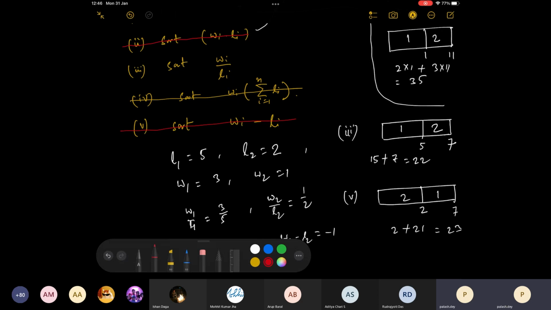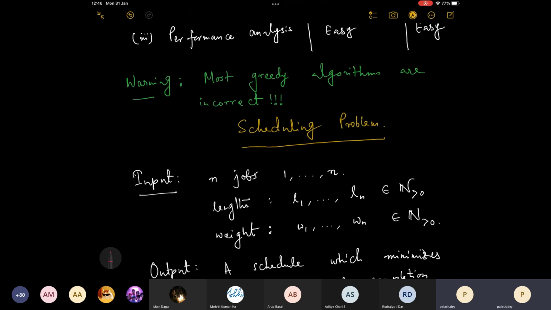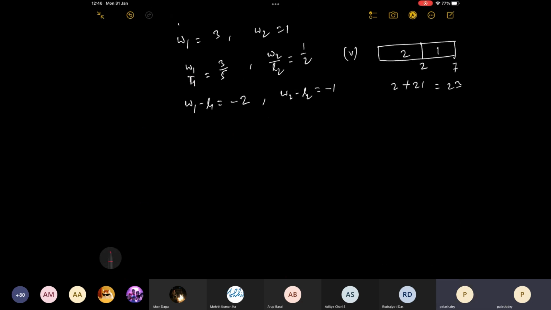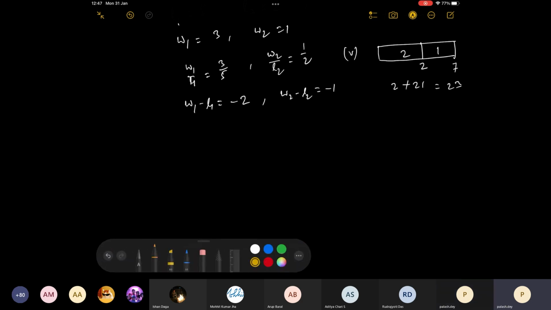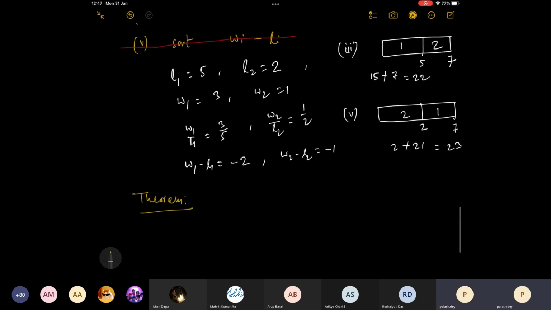Now, don't try too hard, because maybe it is correct. Most greedy algorithms are incorrect, but it's not that all greedy algorithms are incorrect. Maybe this is a correct algorithm, so you need to prove it. And it turns out that this algorithm is correct. So, theorem: that 3 is correct.